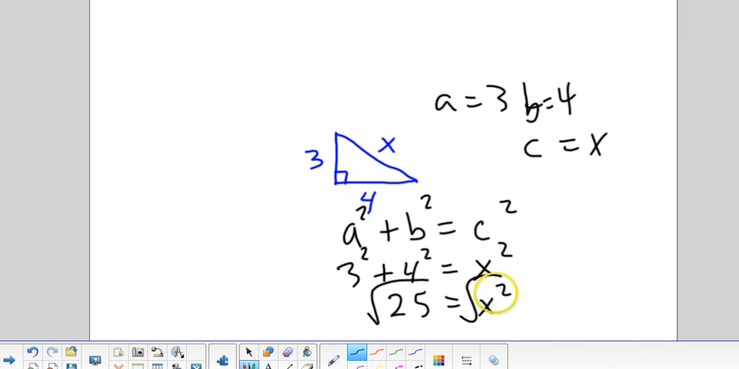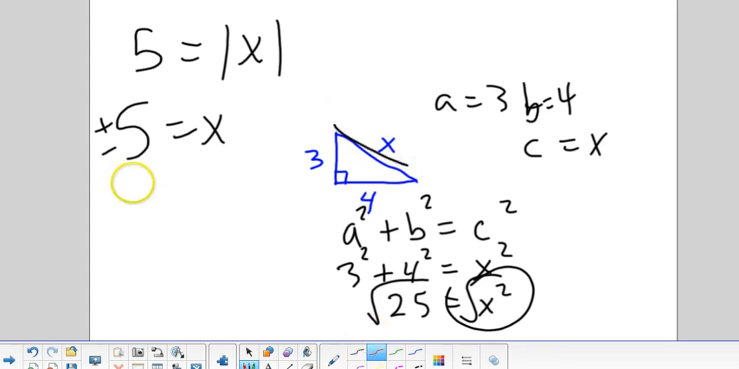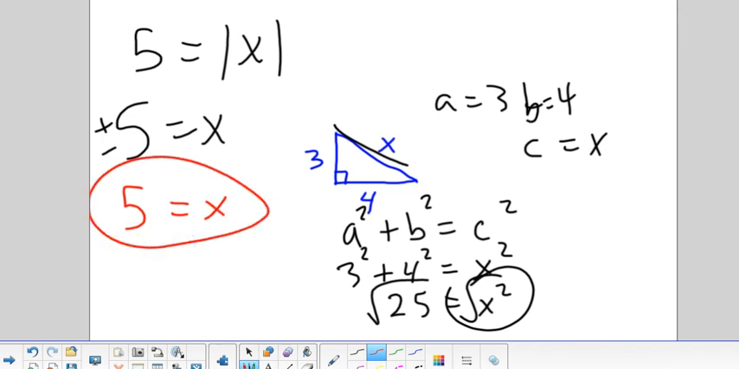If you remember back a couple sessions ago, when I write the square root sign over X squared, it's going to give me the absolute value of X. Square root of 25 is 5. So the answer is really plus or minus, positive or negative 5. However, since this is a side length, the negative doesn't make any sense, and so we disregard it in this case. And so X would equal 5.